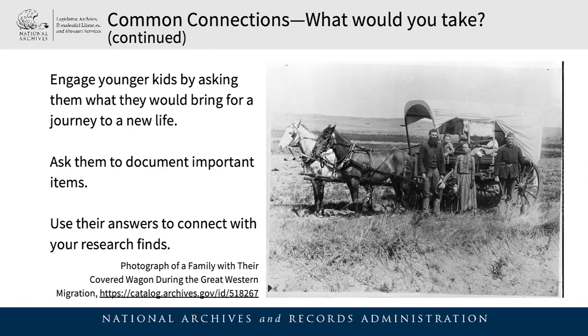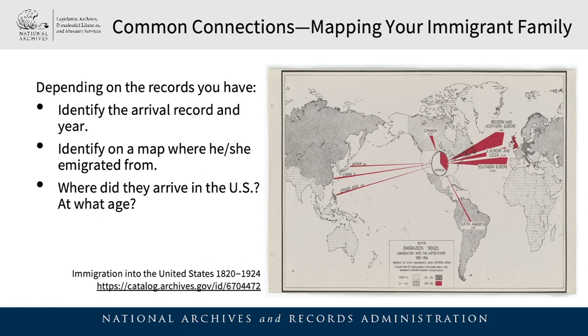So you can think about if your family was part of this Great Western Migration, they can connect to them by perhaps writing a letter to an ancestor, or even writing a story about their journey or a poem. You can also use maps and geography to connect to the past. This map shows immigration patterns to the United States between 1820 and 1924. You can ask the question, does your family fit into these patterns? And if so, which ones? And if not, when did they come to the United States and where did they come from?